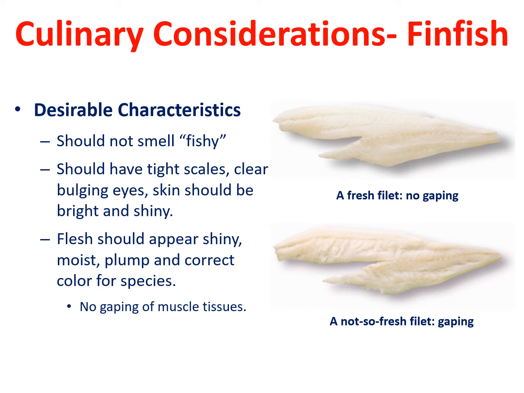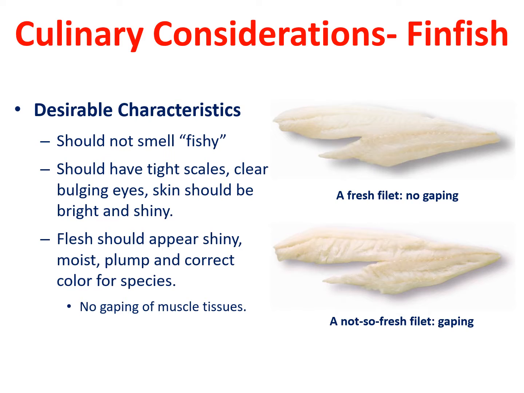If you're buying fish that has the skin still on it or the head still on it, the things you want to look for are very tight scales. If you run your fingers down the fish, it should feel very smooth. There shouldn't be any bumpiness, unless that is part of the way the fish is supposed to feel, and some fishes do have that. If the head is attached, it should have clear bulging eyes. You don't want sunken in eyes or cloudy colored eyes. The skin should be very bright and shiny. The flesh should also appear very shiny. It should be moist, plump, and the correct color for the species.